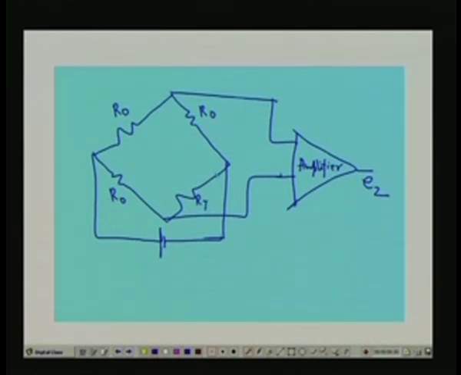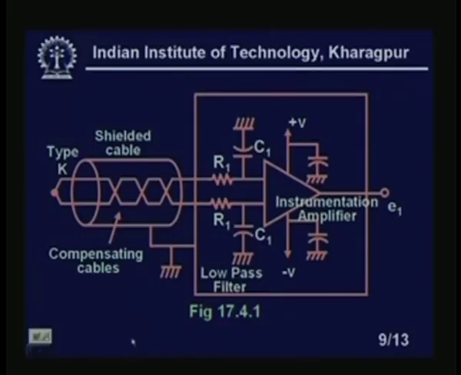Now this cold junction compensation circuit, as in the case of AD590, also should be placed close to the reference junction, so that any fluctuations in temperature of the environment will be nullified. In that case it will sense the temperature of the cold junction. Ideally they should be within the isothermal block, and the total circuit is shown in the next slide.